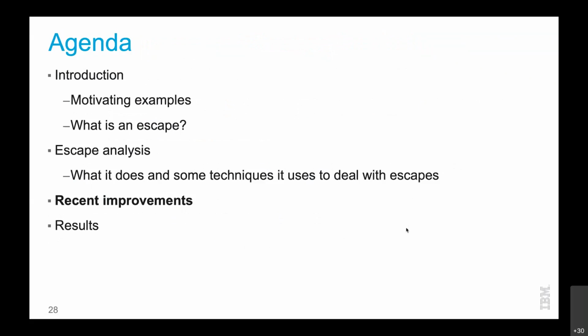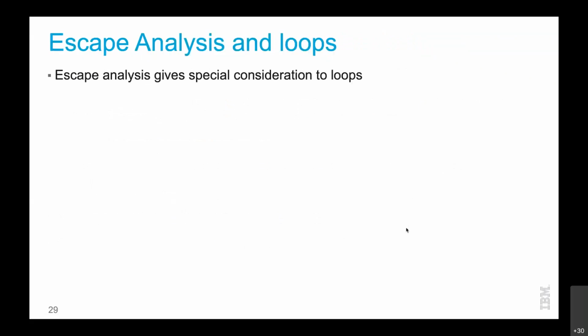Okay, so that gave a really quick overview of what escape analysis is, what it tries to do, and some of the things it tries to do when it actually detects things that escape and it would still like to stack allocate objects. Now I'm going to go on and talk about some of the recent improvements that have gone into escape analysis over the last year and a half.